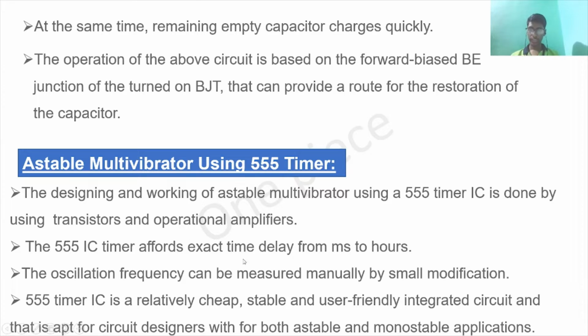The oscillation frequency can be measured manually by small modification. The 555 timer IC is a relatively cheap, stable, and user-friendly integrated circuit, apt for circuit designers with both astable and monostable applications. So why do we require this astable multivibrator? Because it is relatively cheap, stable, and user-friendly, so many designers use it for this circuit.